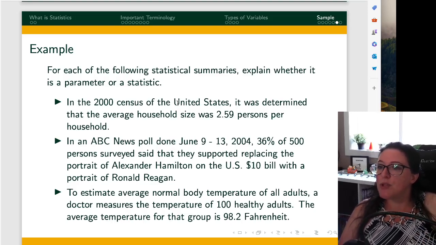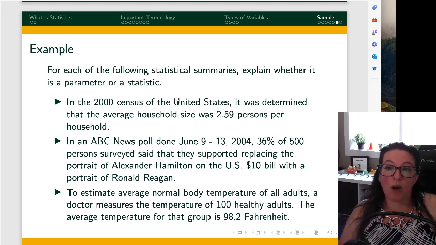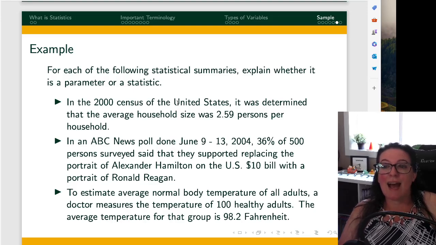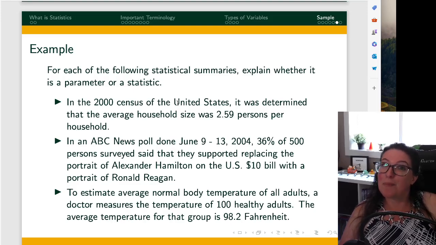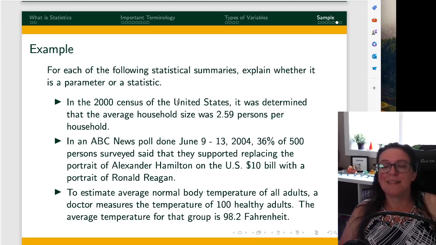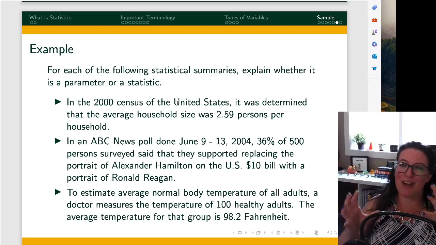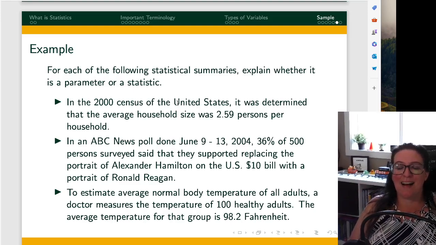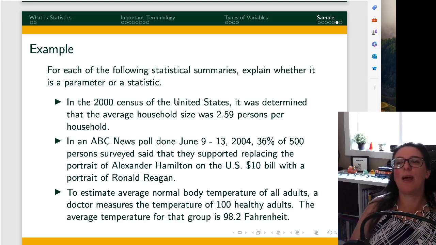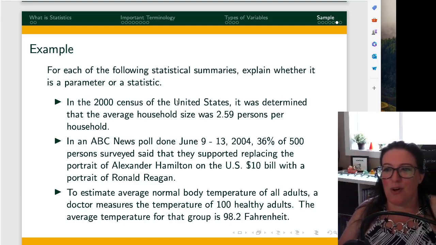To estimate average normal body temperatures of all adults, a doctor measures the temperature of 100 healthy adults. The average temperature for that group is 98.2 Fahrenheit. Parameter or statistic? It is a statistic, right? It's a subset. 100 healthy adults we're hoping represent all healthy adults in order to extrapolate and say, okay, what is the average temperature for the greater adult population?